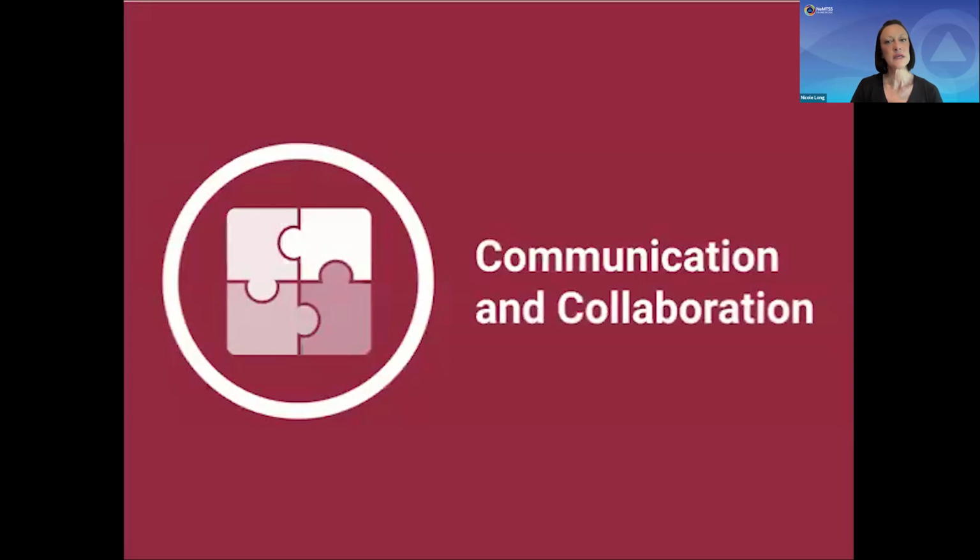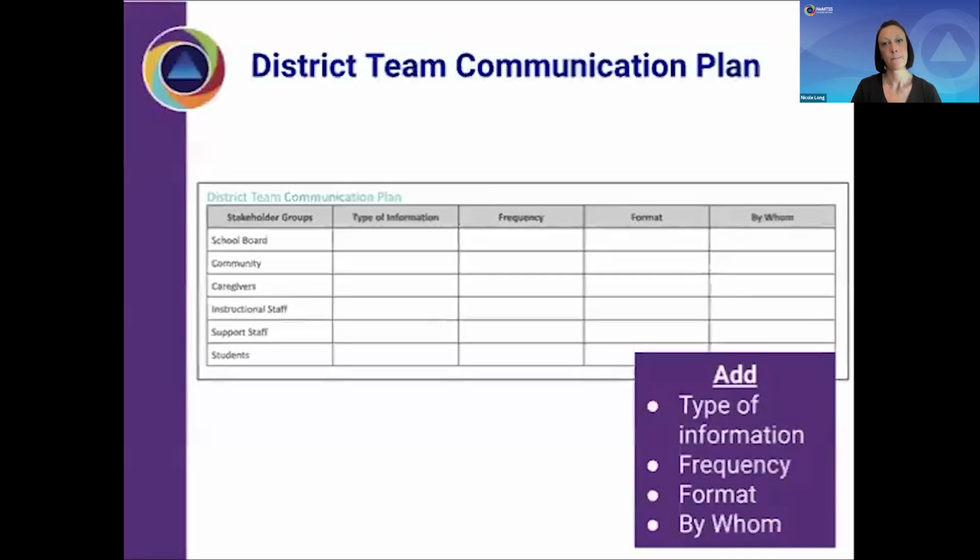The fourth essential element addressed in the template is a plan for team communication and collaboration. It is vital that the team consider the following throughout the continuous improvement process. To do that, they may ask these questions.